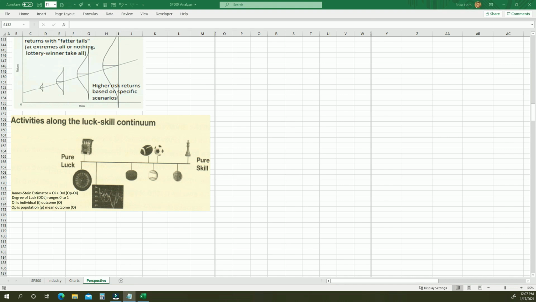The James-Stein Estimator function is shown in the bottom left of the picture. It demonstrates the impact of mean reversion. The larger the degree of luck, DOL, the more an individual's average outcome will regress to the population mean with more attempts.